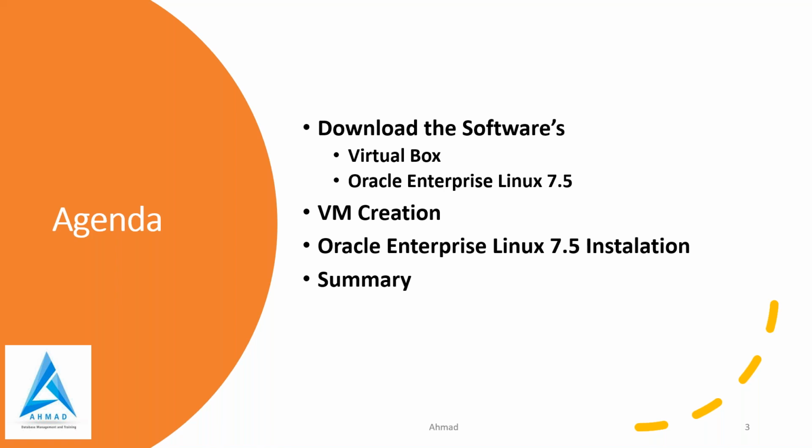And now the first thing is that I will tell you from where you have to download the software, because VirtualBox is required and Oracle Enterprise Linux 7.5 is required. Then we create a virtual machine, and then we install Oracle Enterprise Linux 7.5. I'm sure after my session, you will be able to do these things at home, on your workstation, and that is my surety.